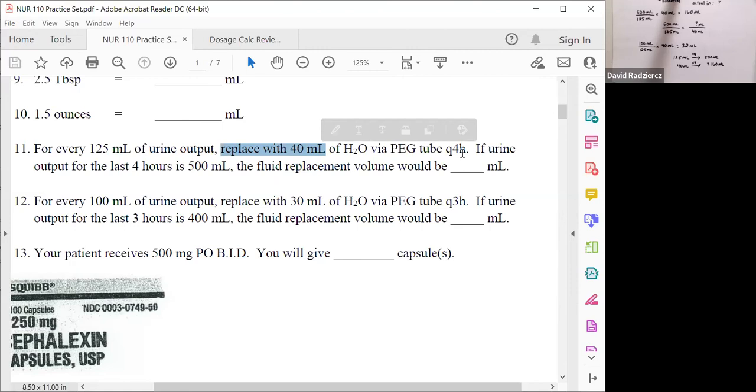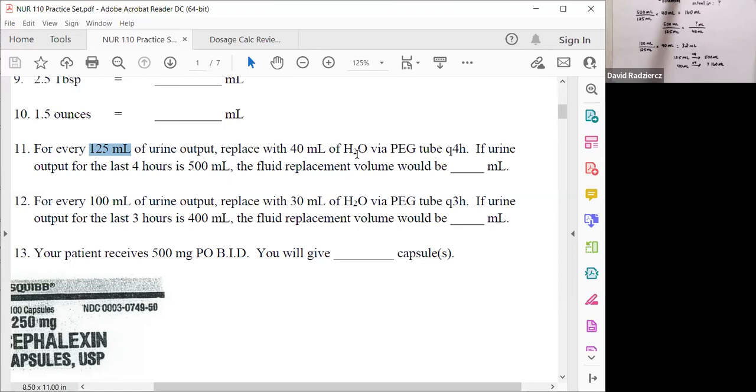Then it tells me my actual output. It says if the urine output for the last 4 hours is 500 milliliters, so that's my actual output. I want to know what the replacement is, the actual replacement volume. So this is kind of like your conversions. Instead of saying 1 gram is 1,000 milligrams, this is saying 125 milliliters equals 40 milliliters. But when I say that, it doesn't make sense, right? Because you're thinking they don't equal the same thing. And you're right, but we're talking about urine volume and water volume. Those are two different things.